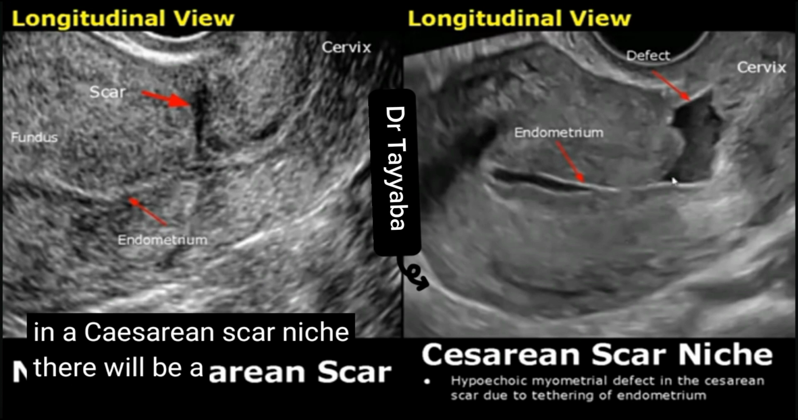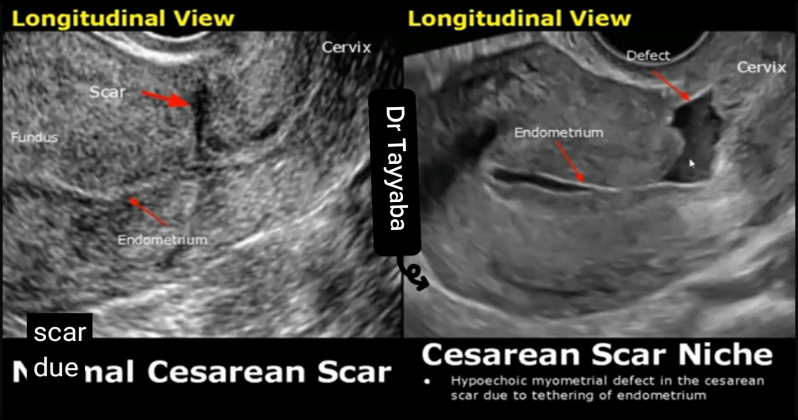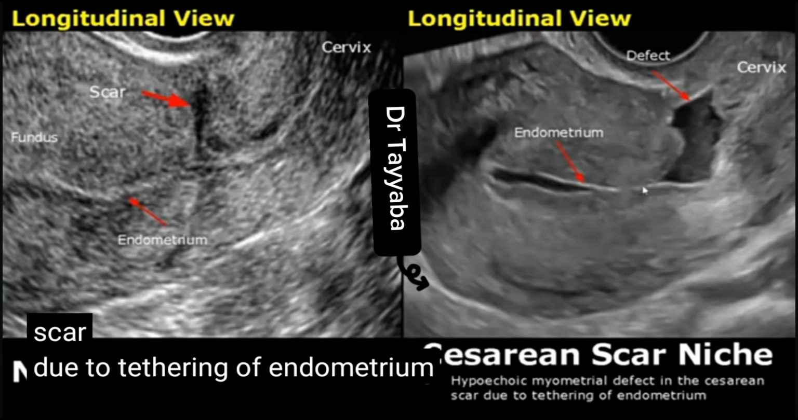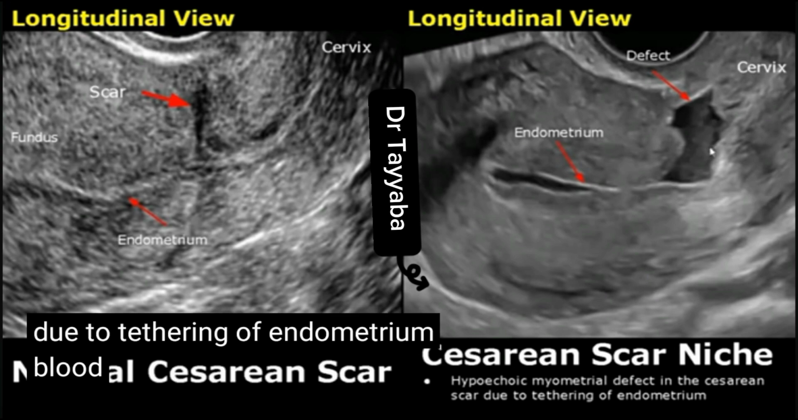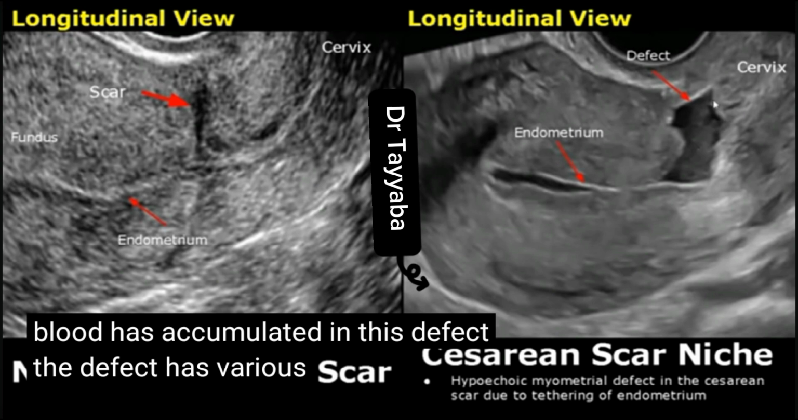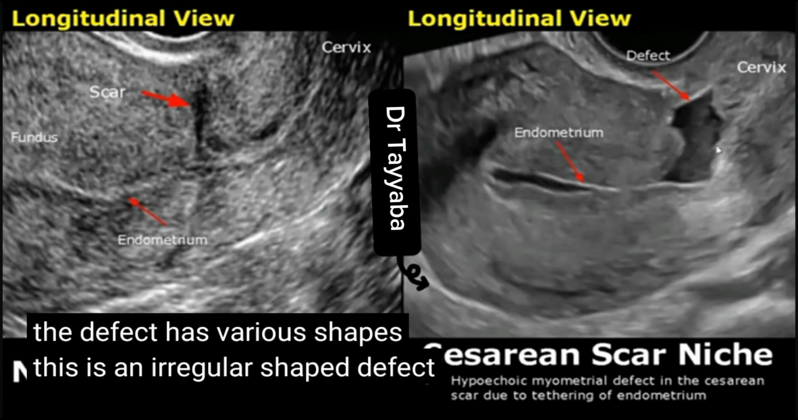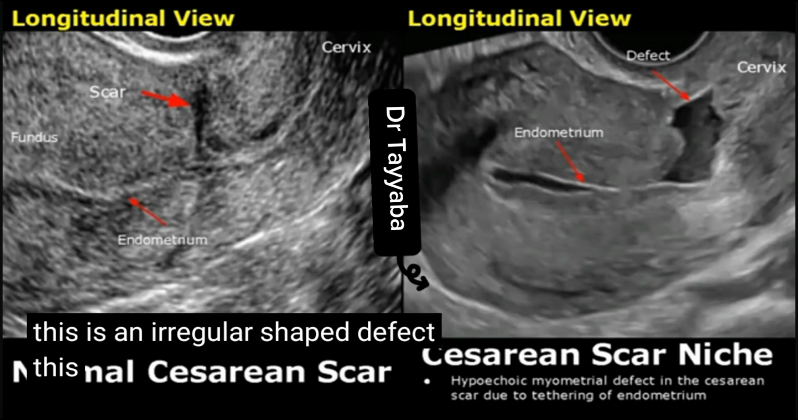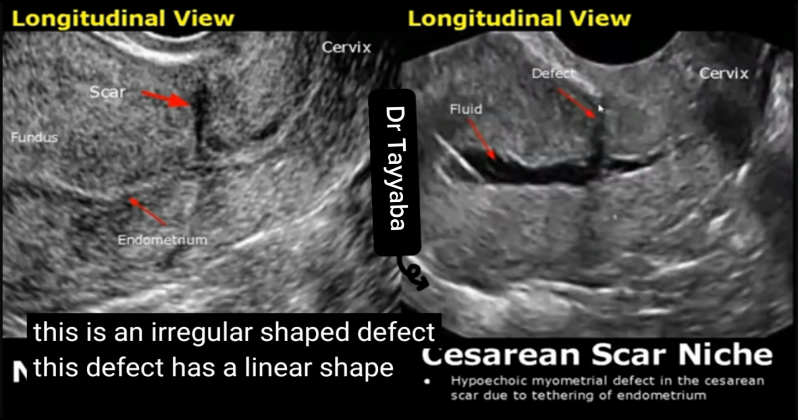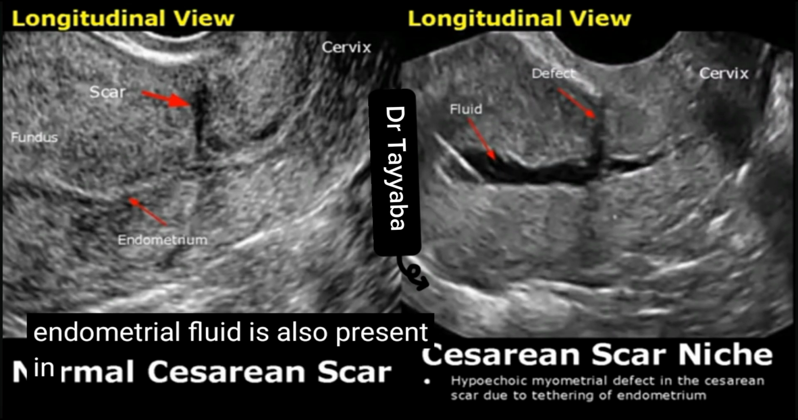In a Cesarian scar, there will be a hypoechoic defect in the myometrium at the site of a Cesarian scar due to tethering of the endometrium. Blood has accumulated in this defect. The defect has various shapes. This is an irregular shaped defect. This defect has a linear shape. Endometrial fluid is also present.